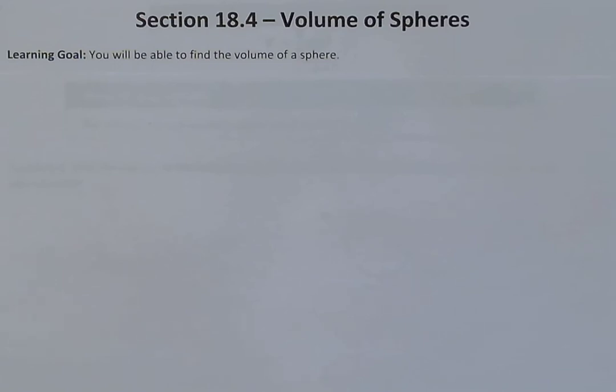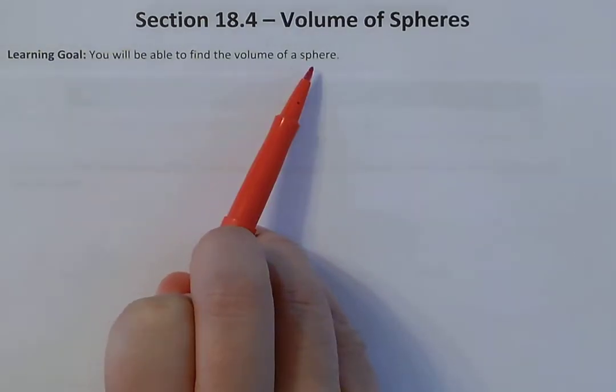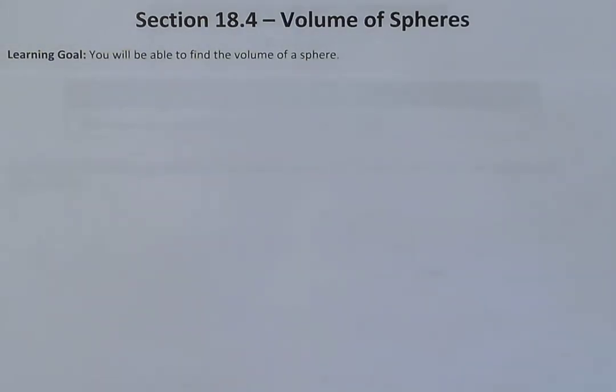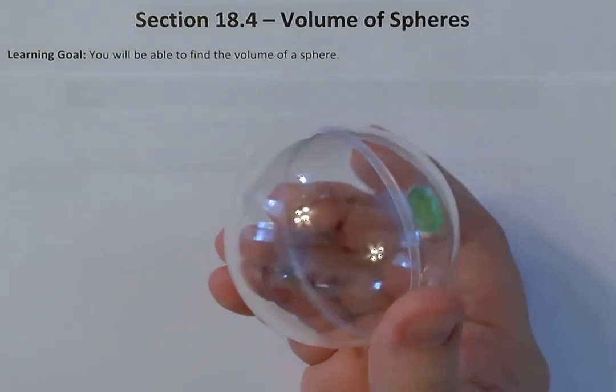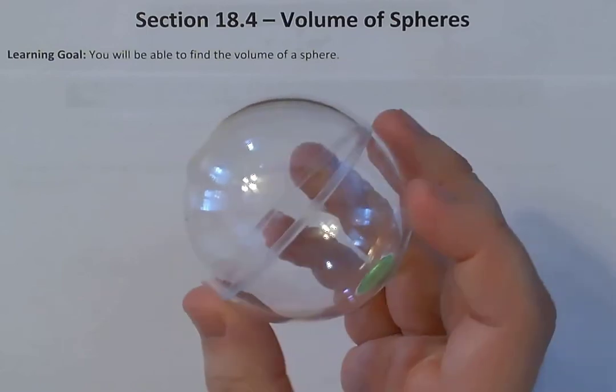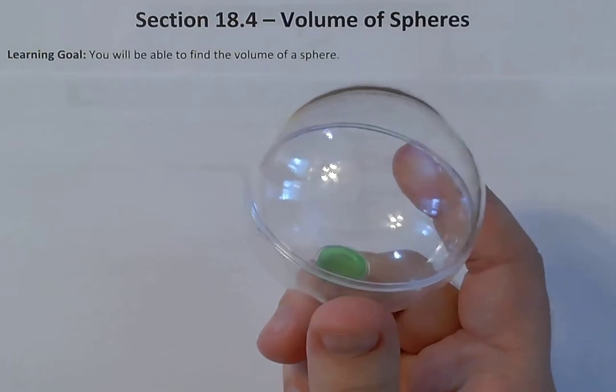For today's lesson, we're going to be taking a look at section 18.4, which is going to deal with the volume of spheres. So for today's lesson, we have one learning goal, and our learning goal for today is that you will be able to find the volume of a sphere. So we're going to talk about our last 3D shape and how to find the volume of it, and today we are talking about spheres. So we're talking about essentially a ball and how we're going to go through and find the volume of this shape. So that's what we're going to look at today.